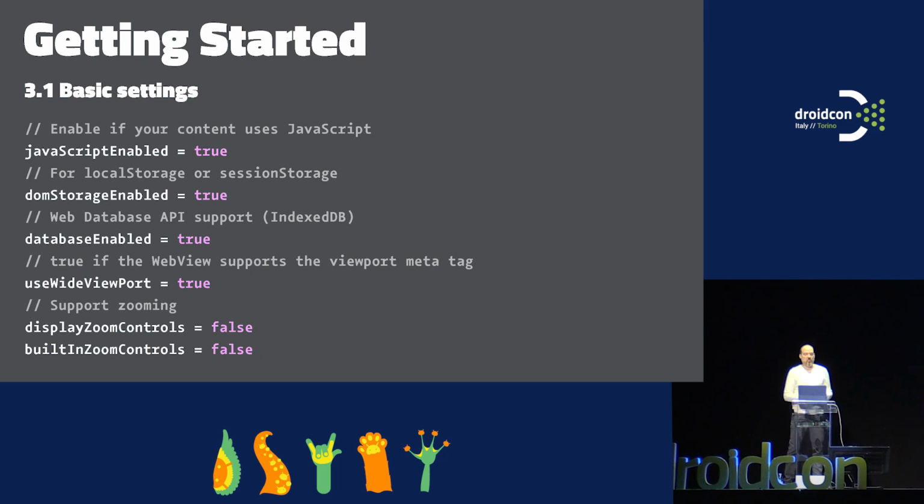And this one, use WebView port, is a little bit tricky. It's a meta tag in the HTML documents that can state the viewport information. If your content has a viewport meta tag, you enable this one. You probably don't want the users to use the built-in zoom controllers, so make sure you disable these. Otherwise, it pops up as a little overlay on the WebView. OK, that's the basic settings.